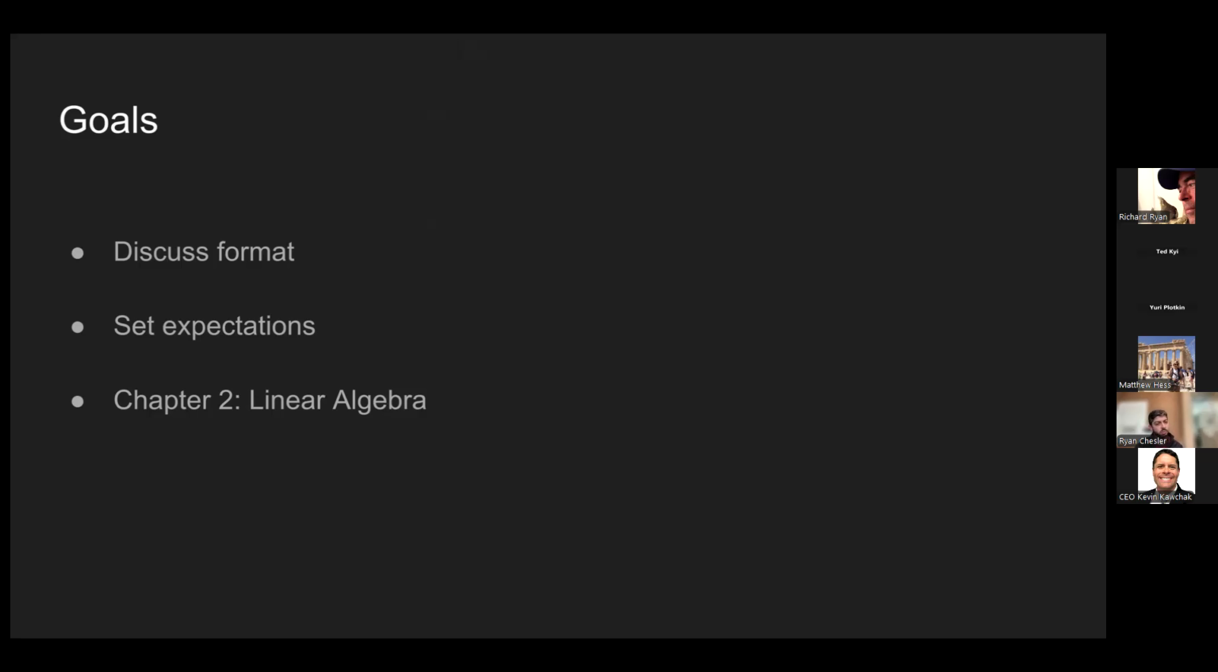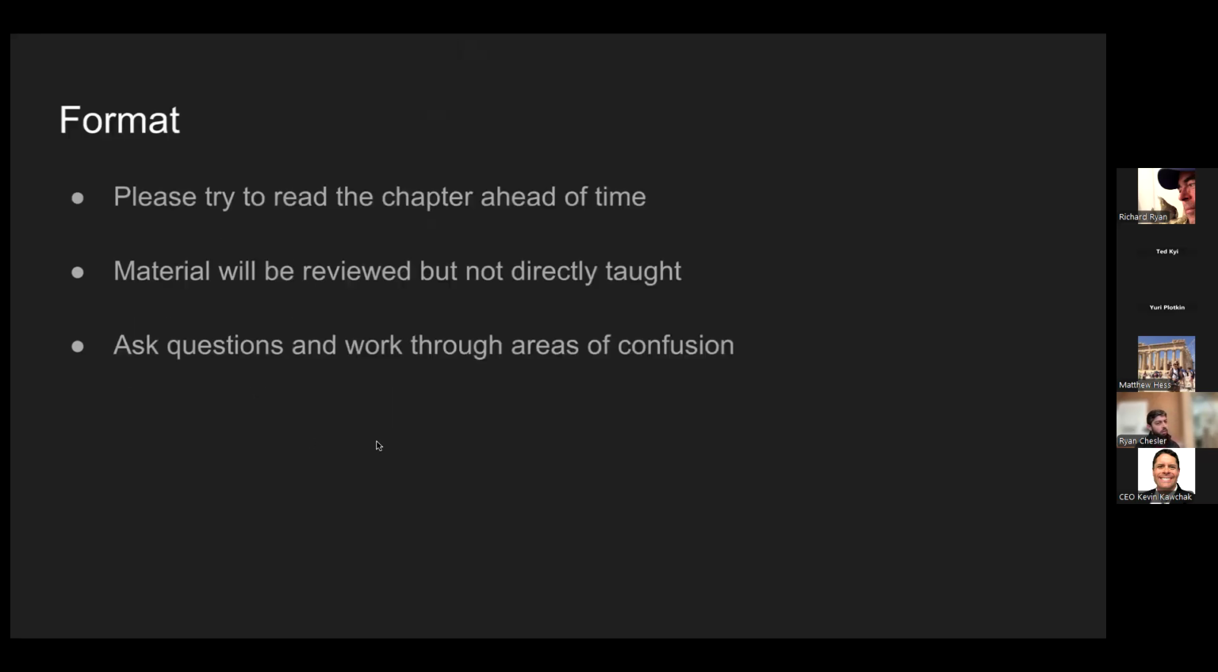So in the past, we've run things in certain ways, and I'm just going to lay out what to expect for this reading of this book. For today, we're just looking at the format, setting the expectations, and then we'll also be discussing chapter 2, which was linear algebra.